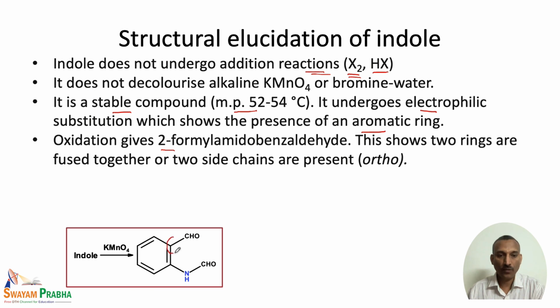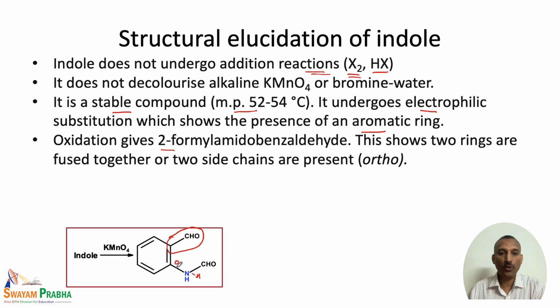So there is a formyl group, that means that there is an aldehyde group present, which is ortho to an amino unit, where one of the hydrogens is replaced by an aldehydic unit. So this is what is called the amido derivative.